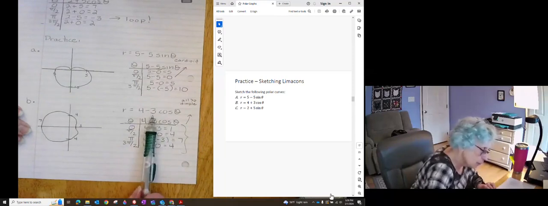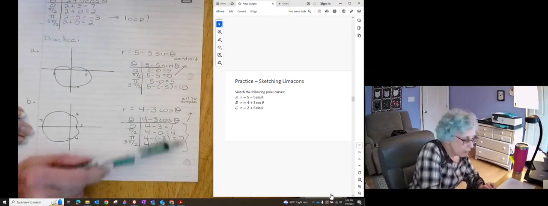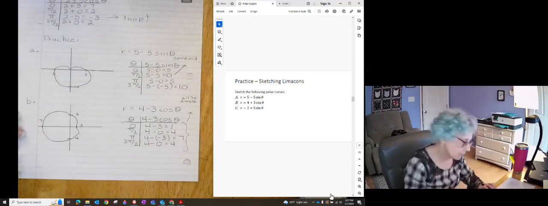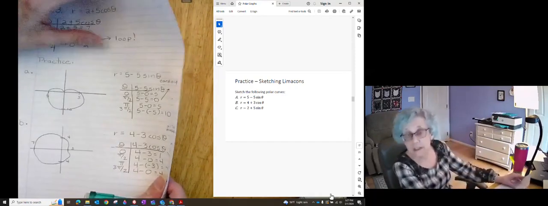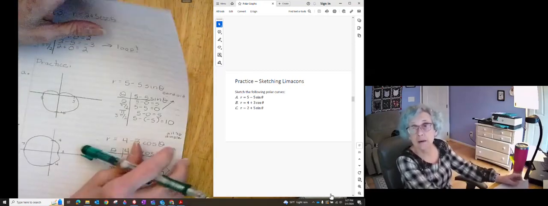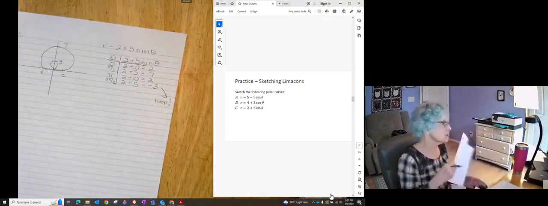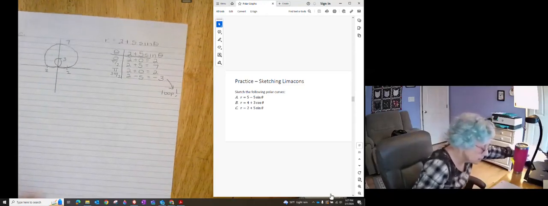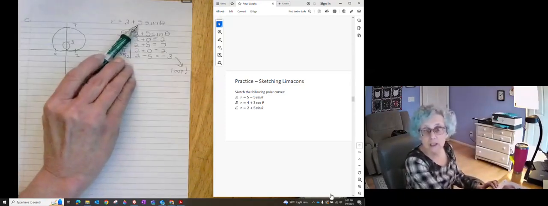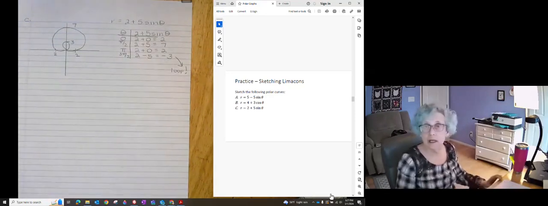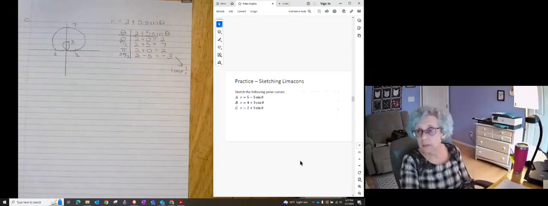So we had 4 minus 3. The a is bigger than the b. That means dimple. All these numbers are positive. Dimple. So I played connect the dots. The last one is a sine with a plus sign, so I know that it lives mostly on the positive y-axis, and it's symmetric about the y-axis. My a is smaller than my b, so I expect loopy, and I got a minus sign, so indeed, it was loopy. So that is limacons.